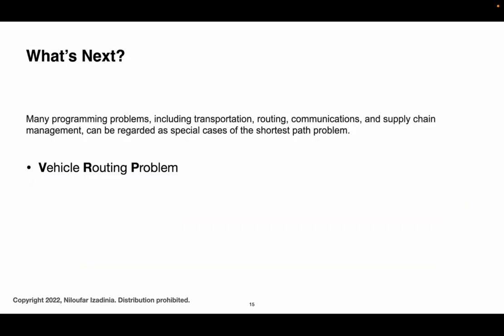And what's next? In the next session, we're going to talk about the vehicle routing problem. So many programming problems, including transportation routing, communication, supply chain management, can be regarded as special cases of the shortest path problem. Okay, so one of the problems that we want to focus on is the vehicle routing problem. We want to see how it is different from the shortest path problem, what the similarities and differences are, and how we can formulate that.